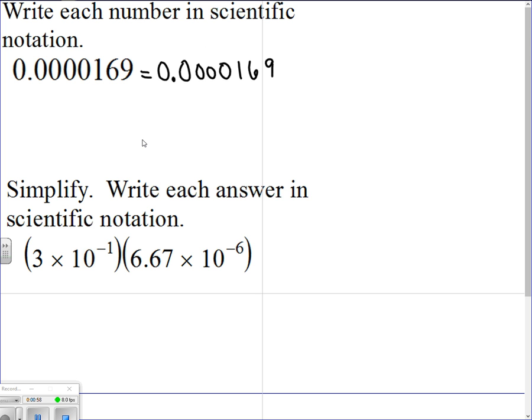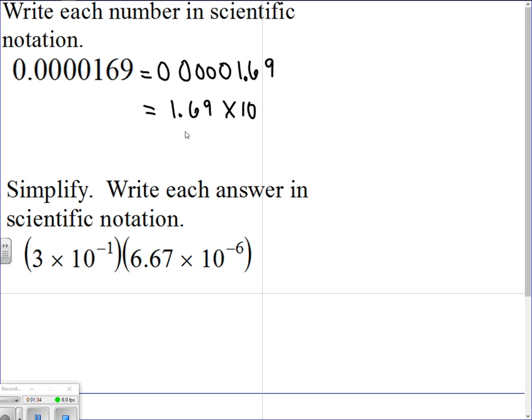So I would like to make this number larger. Let me move the decimal one place. That's still a small number. One more place. That's still a small number. I'm going to move it till I get a number between 1 and 10. So if I want a number between 1 and 10, I have to put it right here. So my answer will be 1.69. That number is between 1 and 10, times 10 to the.